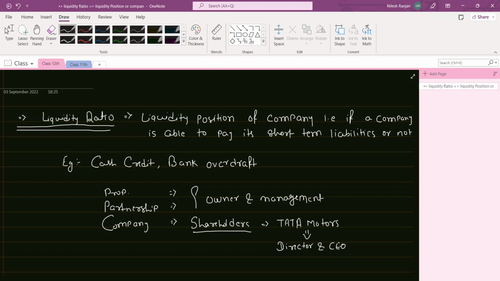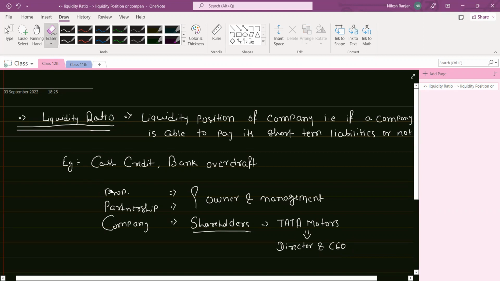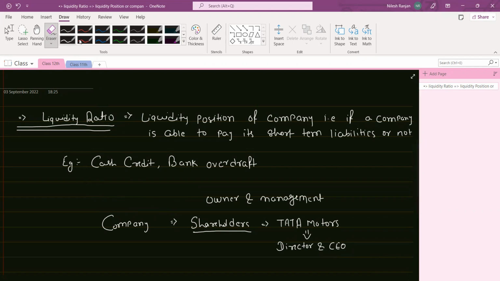Is that clear? Good. You can write it down, but these points are not important for you; they are for understanding purposes only. You can write sole proprietorship, partnership. I'm not erasing the upper side with the liquidity ratio and example, only erasing this example.